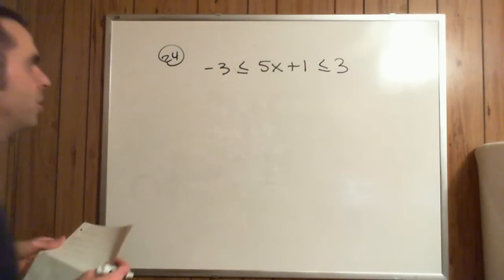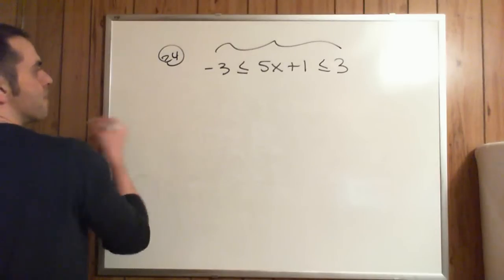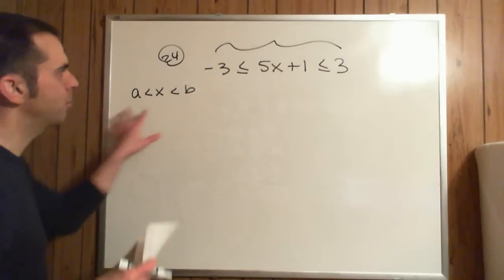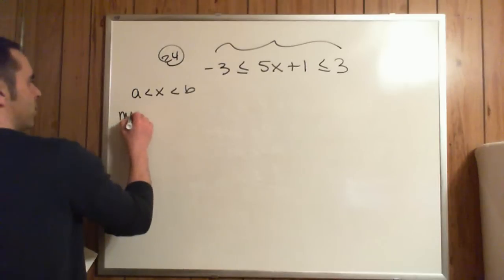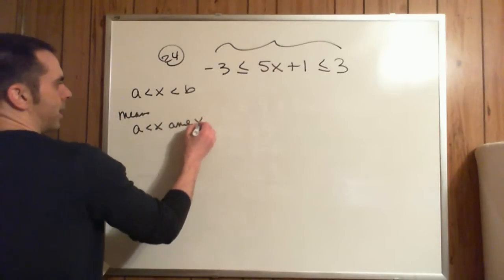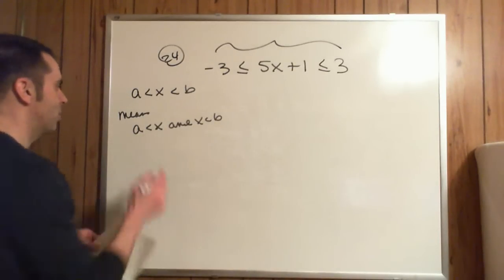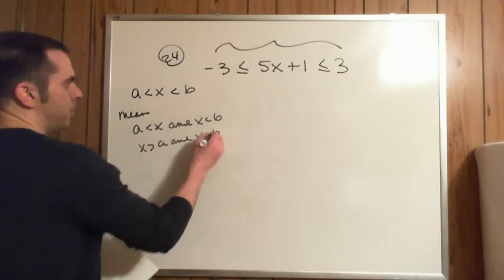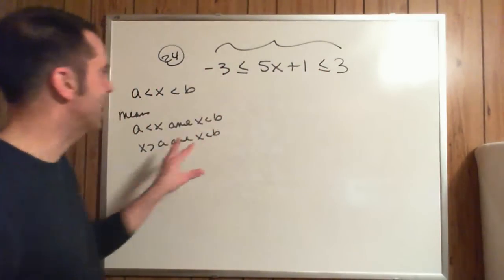So what this really means, when you see this notation right here, if I have a is less than x less than b, it's very comparable to this. It's just not as lengthy as this. This means that a is less than x and x is less than b. Now to say that a is less than x means x is greater than a and x is less than b. So this notation here is an abbreviation for and.